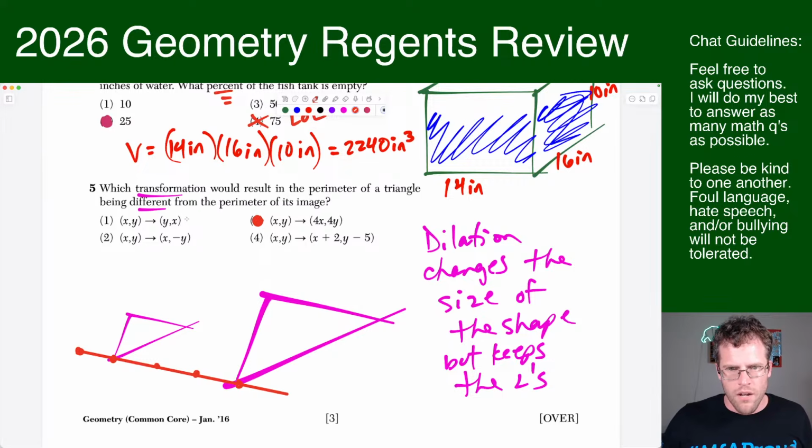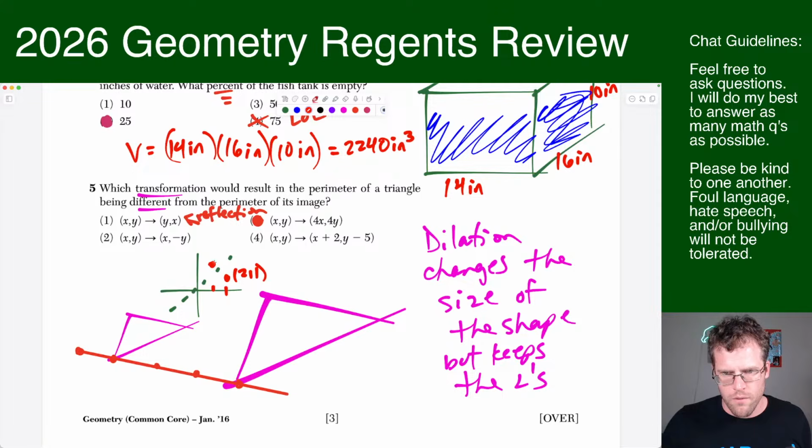This would be reflection. So reflection over y equals x, I want to say. If you reflect over the line y equals x, and I had the point 2, 1, that would go to the point 1, 2. So you just switch the x and y.